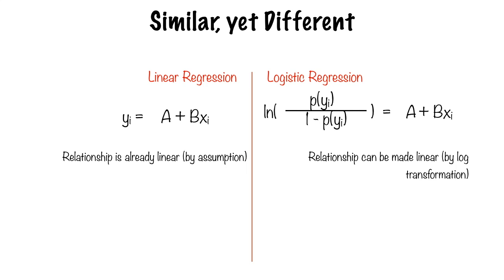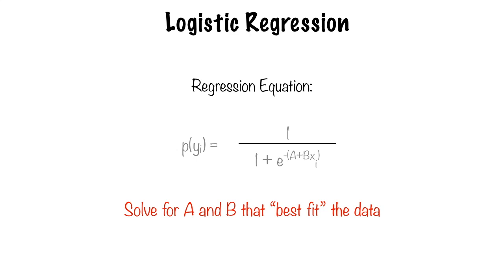There are a whole bunch of cookie cutter techniques which exist to do this. We don't really need to prove this mathematically, but I feel that it's important enough for us to understand exactly how we get here. So let's start with the logistic regression equation. Here we have found the values of A and B that best fit our data.